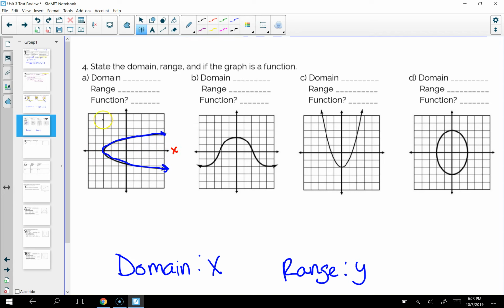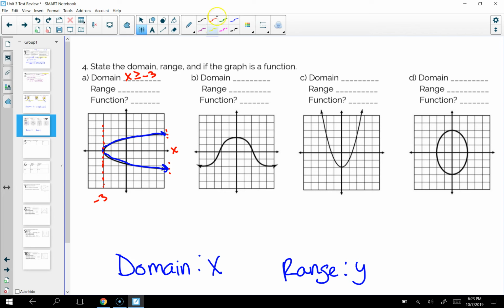Well, it looks like the lowest x is going to be down here at -3. And then my other side, see how we have arrows? That means it's going to go on forever. So all of my x's are bigger than or equal to -3, because the parabola is just going to keep moving over to the right.